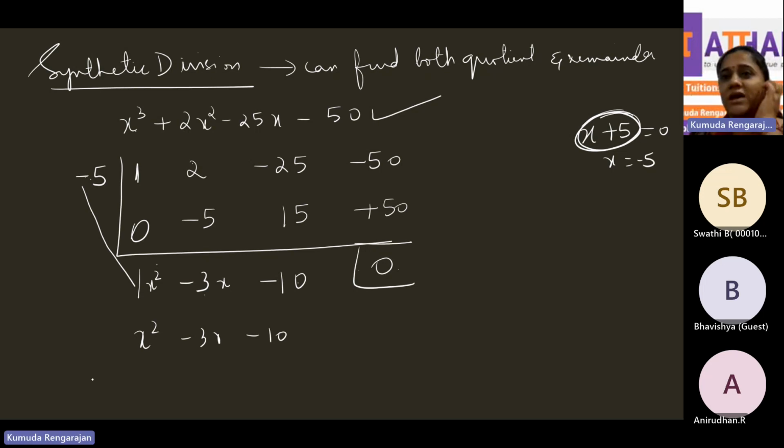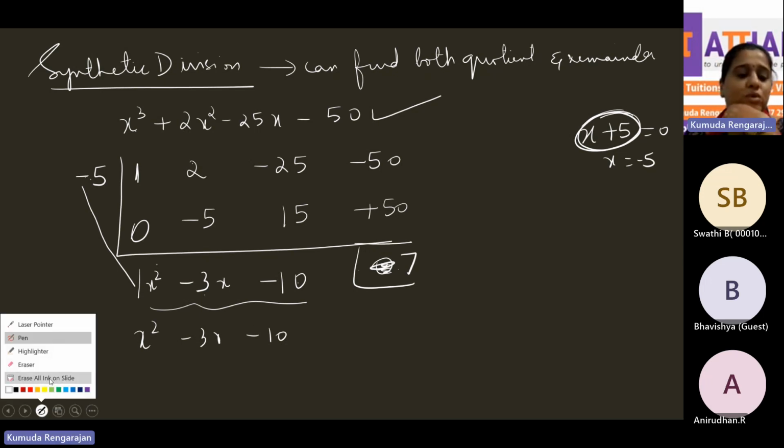So synthetic division can be used to find both the quotient and the remainder. Even if the remainder is not 0, you'll get it here. If supposing you get 7 here, 7 is the remainder. And this is the quotient. Synthetic division is not a part of your syllabus, but we'll use this to make our work easy in some places. The remainder theorem is a part of your syllabus, which can be used only to find the remainder.